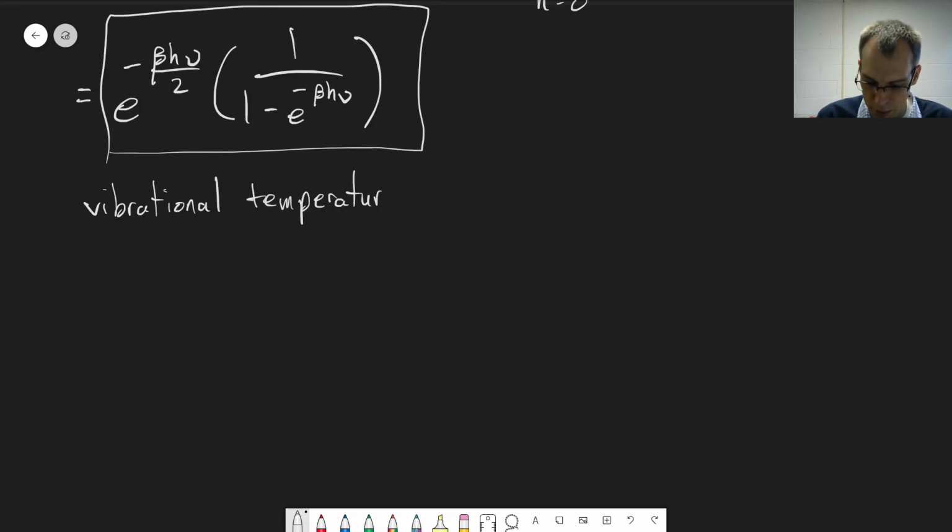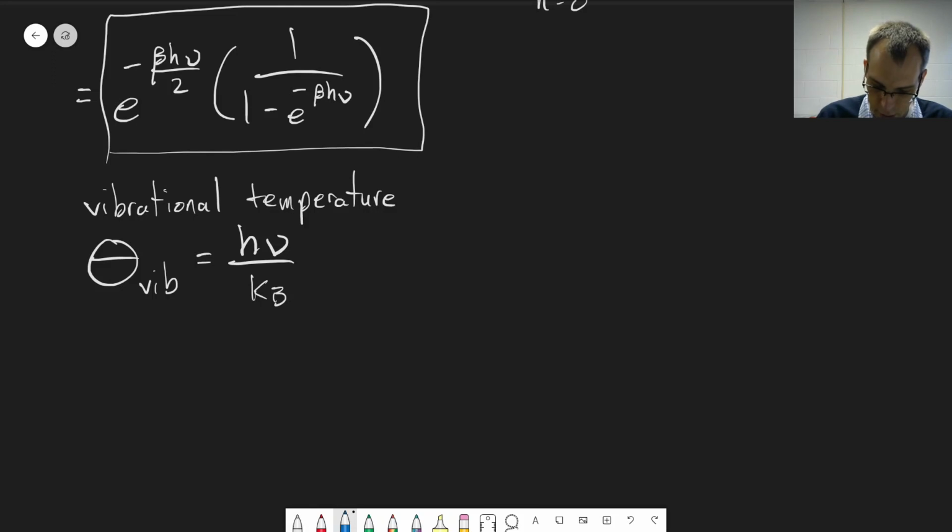So our vibrational temperature, we call it capital theta vib for vibration, is equal to h nu over the Boltzmann constant. All right, so that's our constants here. h nu shows up both here and here, and then the Boltzmann constant is part of beta, because beta is equal to 1 over kBT.